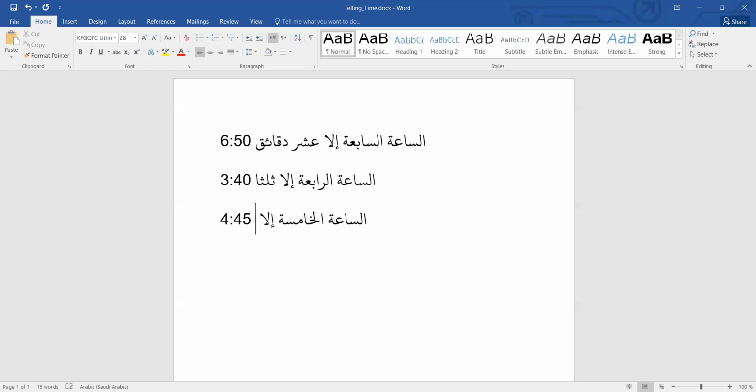One more query. If illa comes in next, what should it be, nasb or jarr? Common? Yes, it shouldn't be actually. It's nasb in this case because it means like an exception. Like 10:25, like الساعة العاشرة والنصف إلا خمس دقائق, like that we have to write? Yeah, khams daqa'iq, it is like mudaf ilayh. So khams has to be light. Okay. Yes. Perfect, mashallah. As-sa'atul khamisatu illa rub'.